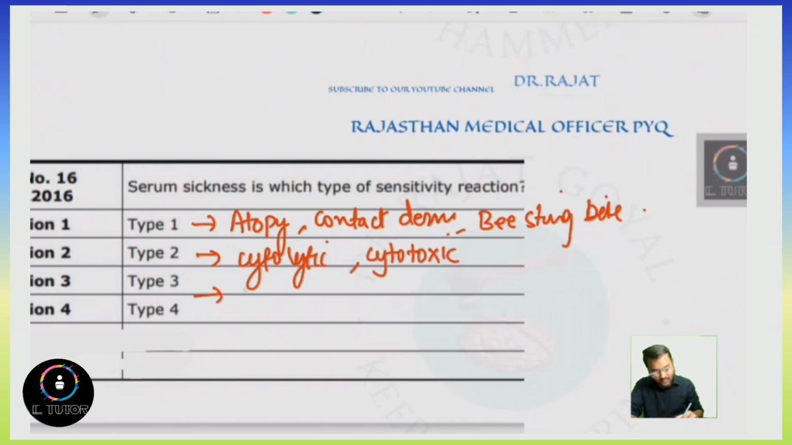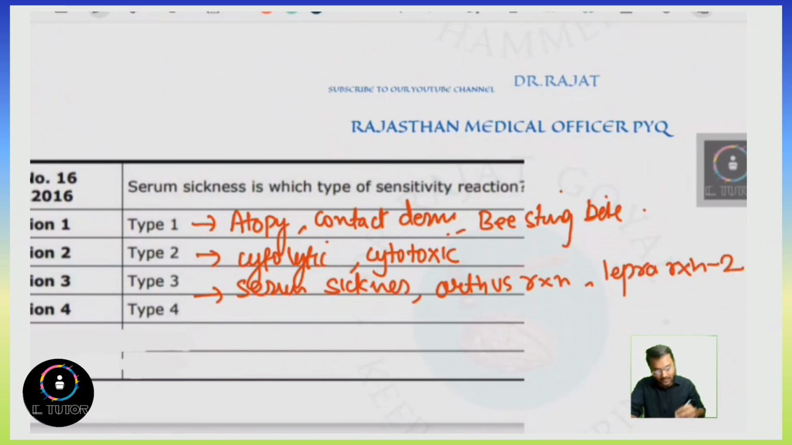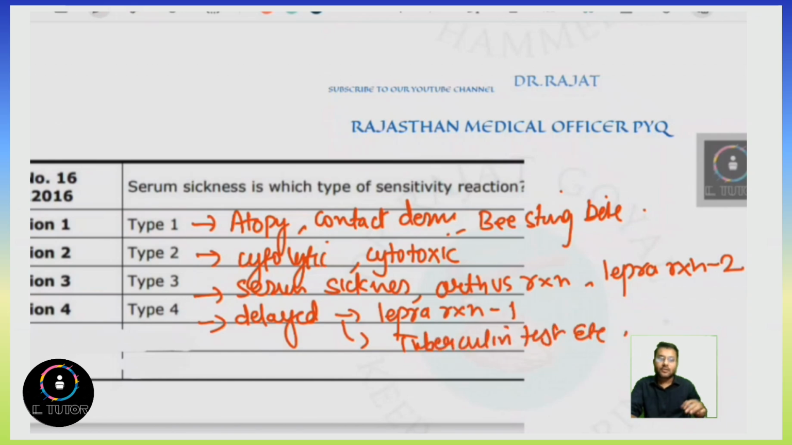In type 3, serum sickness, Arthus reaction, and lepra reaction 2 will be there. Type 4 is a delayed hypersensitivity reaction. Examples will be lepra reaction type 1, tuberculin test, etc. So the answer here will be option number 3, type 3.